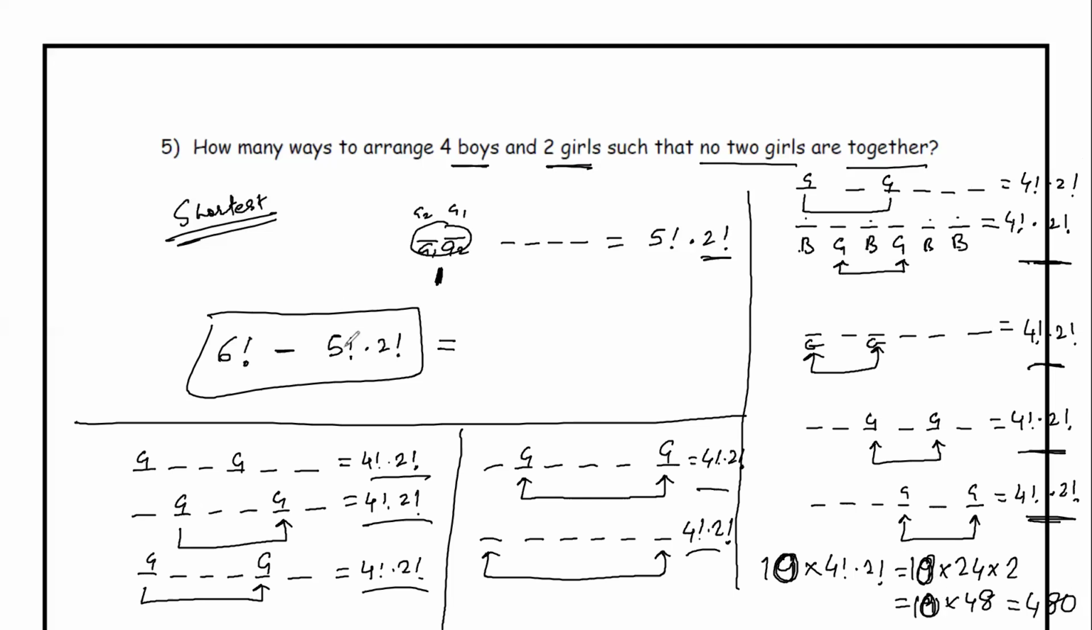Now the short method out here, 6 factorial is 720. Yeah. Minus 5 factorial is 120 into 2. So that is 720 minus 240. And that is 680.